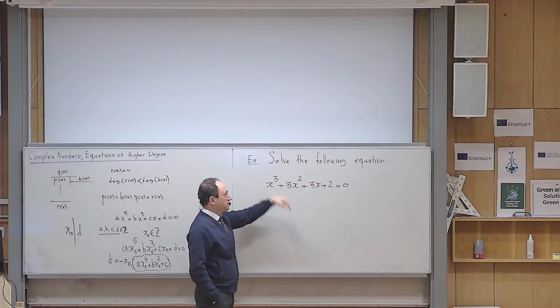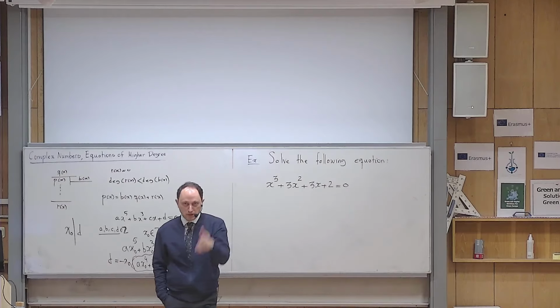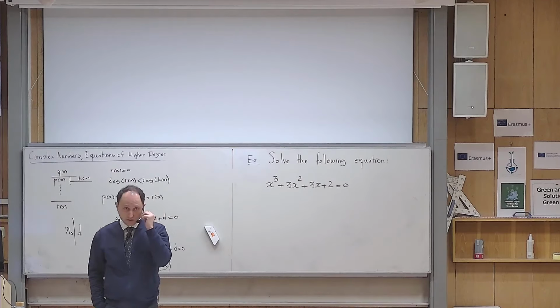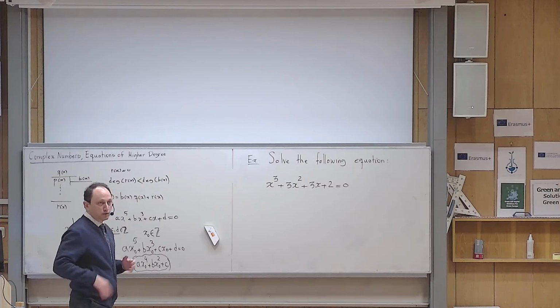How do you understand this is today's lesson? Because you are supposed to solve an equation with degree more than 2. So this means that this is today's lesson. Okay? Okay, can you tell me what to do?